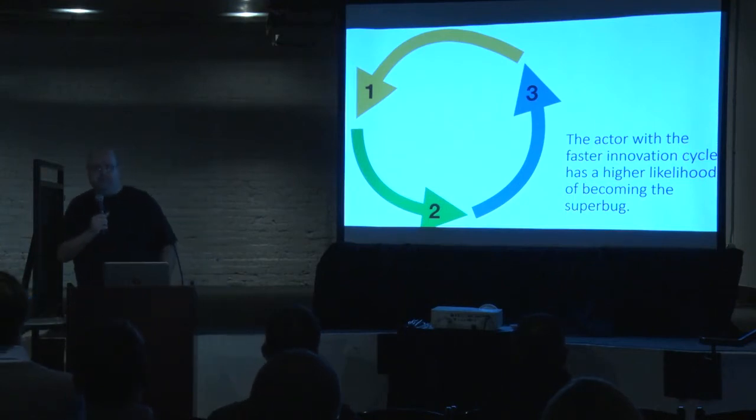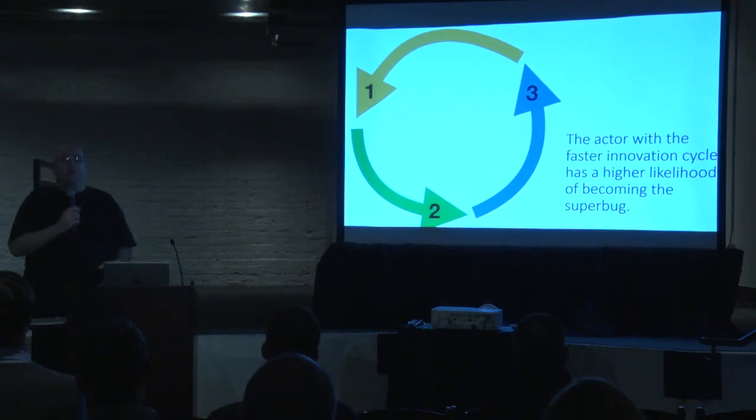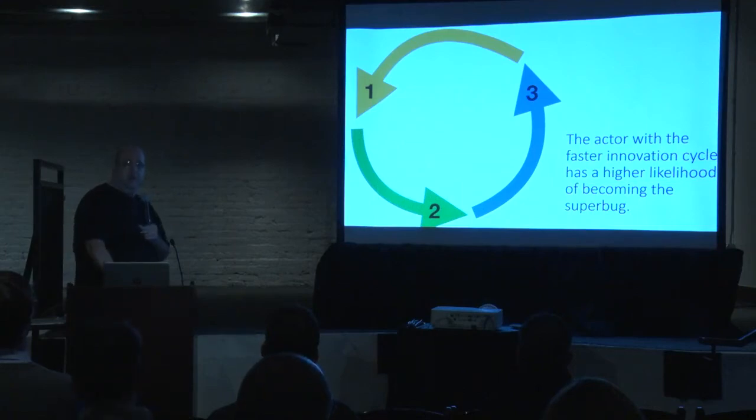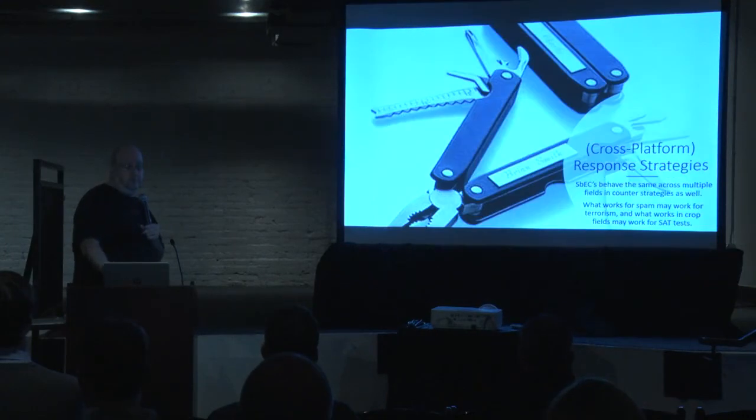The actor with the faster innovation cycle has a higher likelihood of becoming the superbug, leaving asymmetry aside. I tried to understand why they would become a superbug and not us, and asymmetry was just one of the reasons. But the innovation cycle speed seems to be the best answer, but again, I did not research this thoroughly.